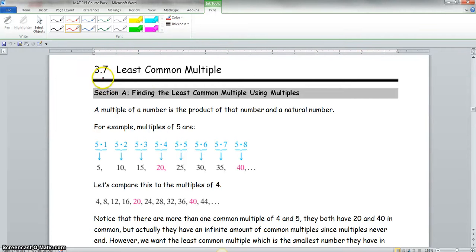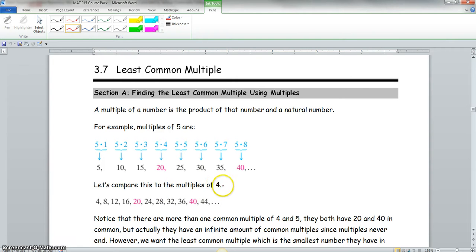Okay, class, we're about to start section 3.7, least common multiple. Section A, finding the least common multiple using multiples. A multiple of a number is the product of that number and a natural number. For example, multiples of 5 are 5, 10, 15, 20, 25, and so on.